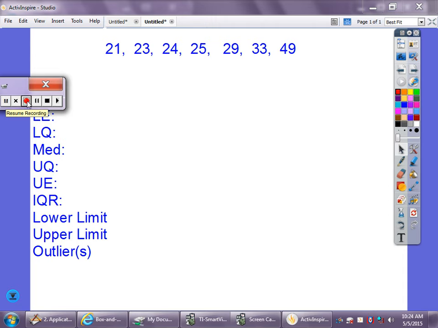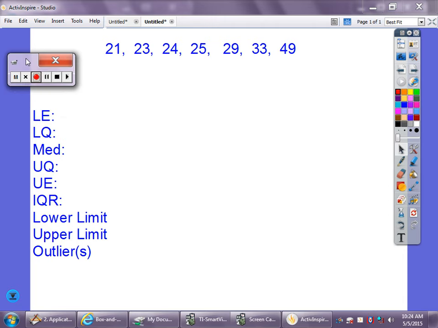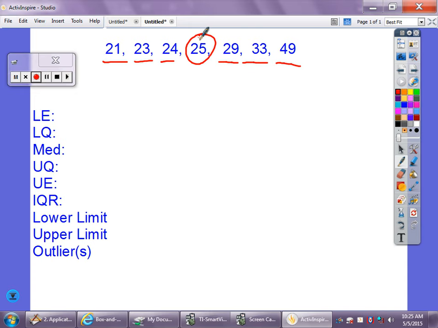Okay, so I have another set of data. Maybe this is points scored in a basketball game or whatever it may be. The first thing I would do is put the numbers in order. And luckily, with this set of data, the numbers are already in order. So I'm going to find the middle of the group. So lowest, highest, lowest, highest, lowest, highest. It worked out perfectly. It is 25. So my median is 25. 25 can't join either team.